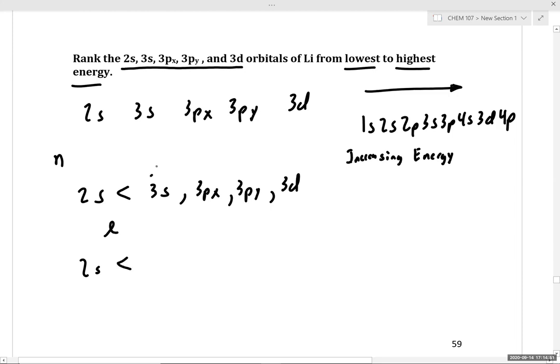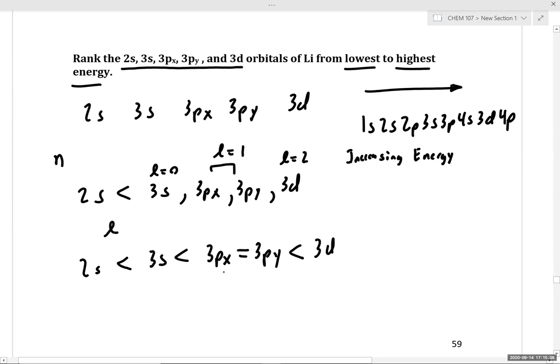Next, we look at L values. So 3s is L equals 0. These 3p orbitals are both L equals 1, and the 3d is L equals 2. So now we sort in order of increasing L.